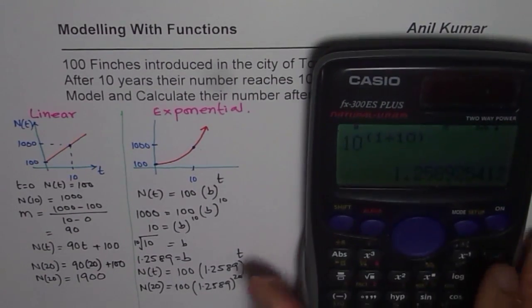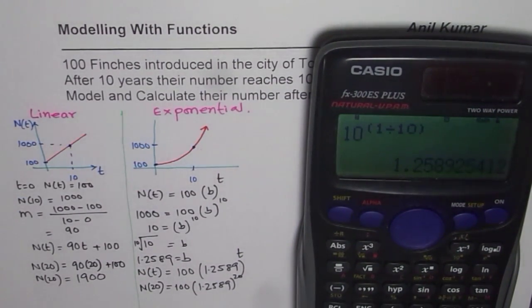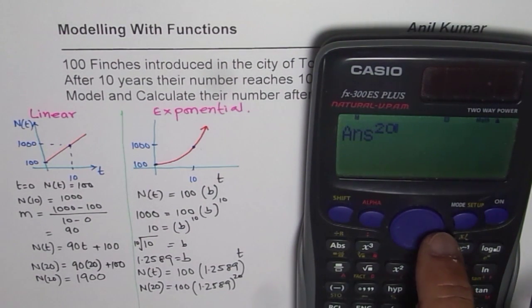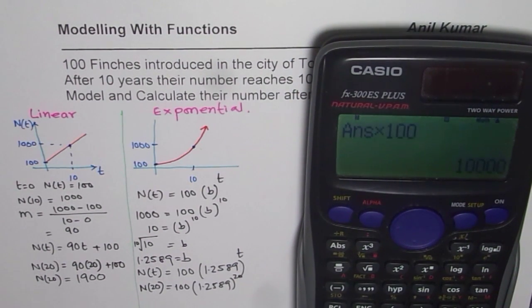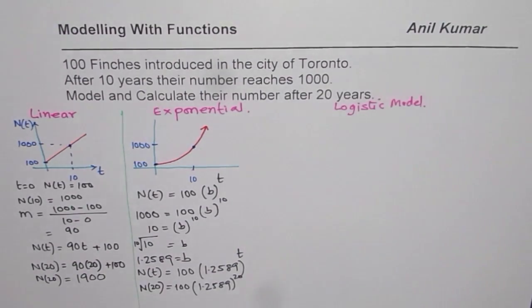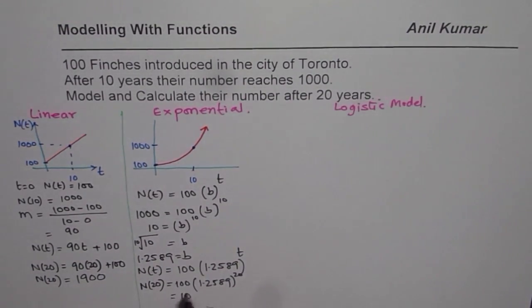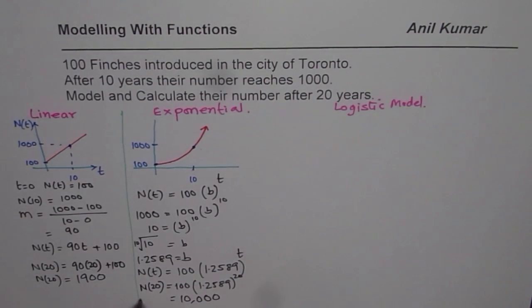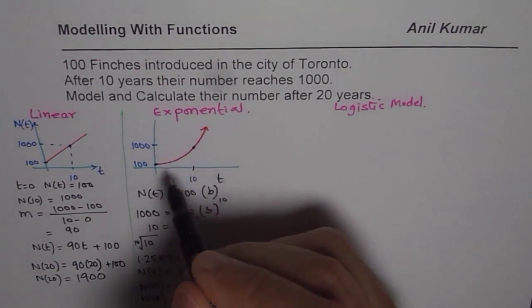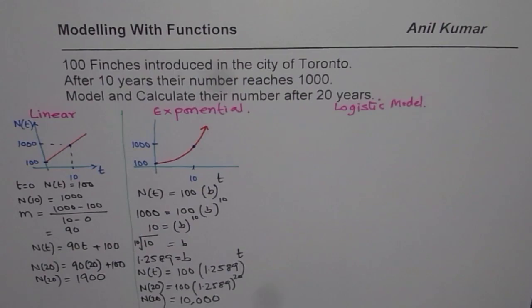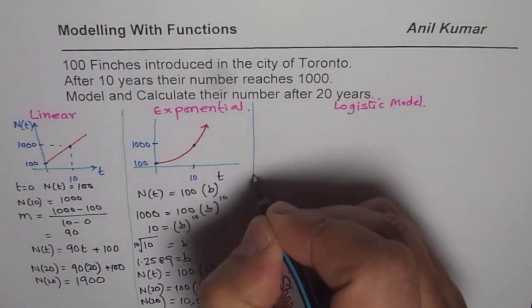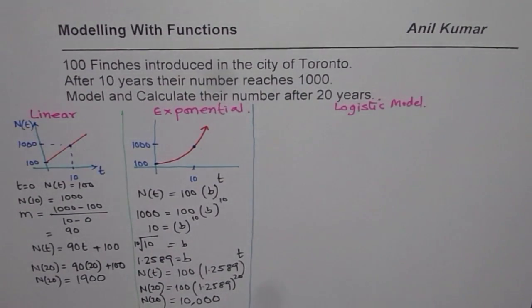So let's calculate. Since I have the number there, I will just say exponent 20. Calculate this value, right? Okay, equals to, and then multiply this by 100, right? Times 100. So that gives you 10,000. Wow. So we get 10,000. Oh my God. So after 20 years, if you go with exponential model, you get 10,000 birds in your city, right? So that will lead to noise pollution, apart from the beauty of their colors.